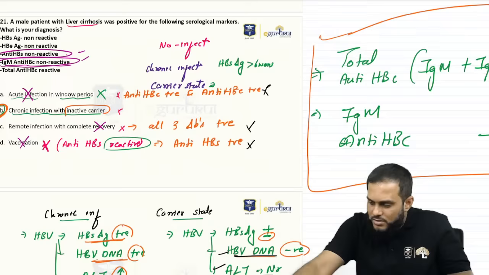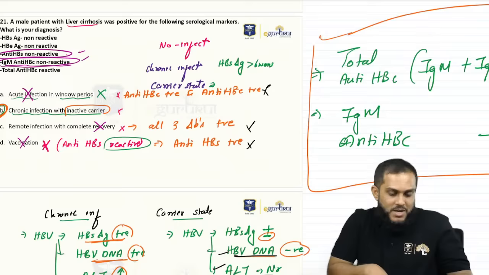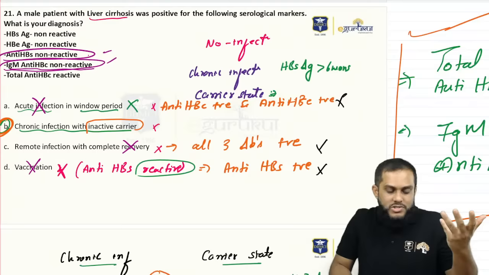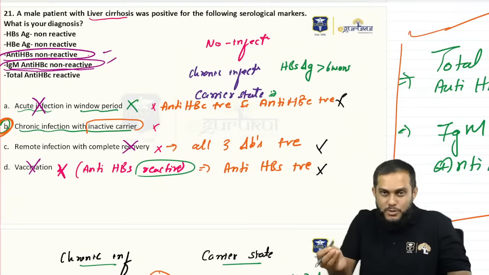Antibodies may be absent in remote infection. Why antibodies are absent in remote infection, I don't know. Sir, with this history and this serology, I go with chronic infection with inactive carrier state, because it is more in favor of carrier state when HBsAg is negative. And HBsAg is negative. So that's why I'm going with the carrier state.